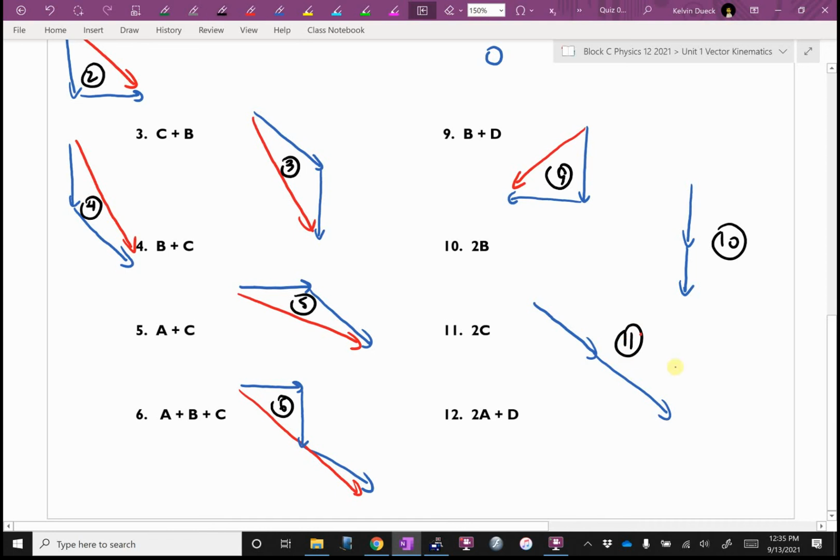Ooh, 2A plus D. Well, 2A would be 2 of those plus D. You know what? I think that's the same as 1A. If you drew the resultant, it would be that.